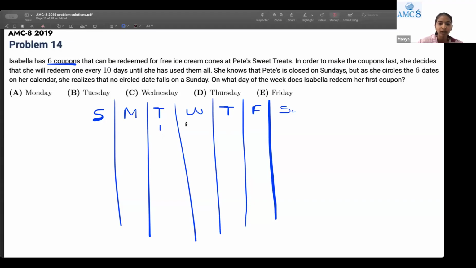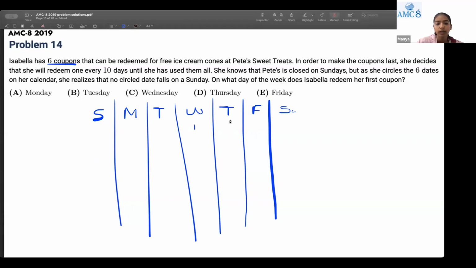Counting 1 through 10 repeatedly, once again, if she starts on a Tuesday, then she will automatically redeem on a Sunday. So she cannot start on Tuesday. So she'll start on a Wednesday.